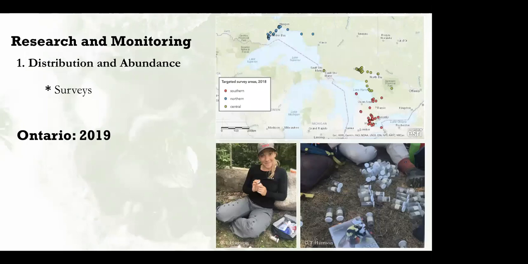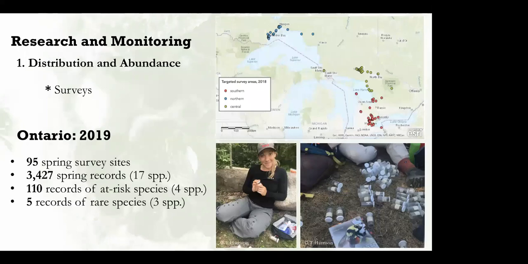This is a map from last year's surveys, because I haven't gotten around to making a new one yet for this year's data, but it still serves to show you what kind of ground we are covering from year to year. This year we surveyed a total of 95 sites that are spread across three main regions, as you can see in the different color codes of that map. We have a northern region centered around Thunder Bay, a central region near Sudbury, and a more southern region centered mostly around the Guelph and Hamilton area.